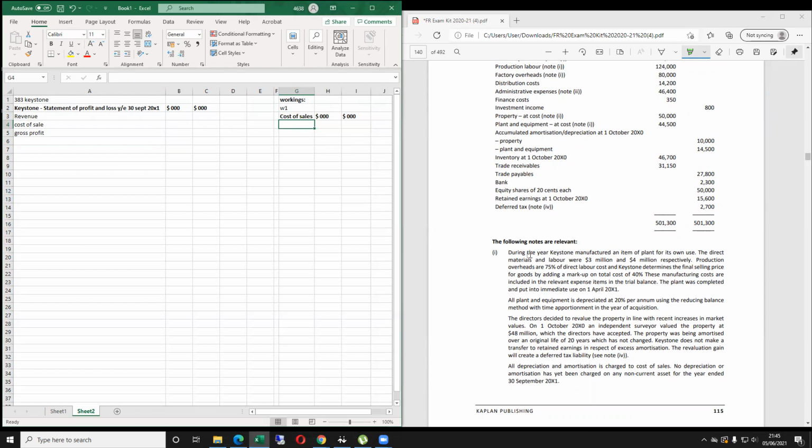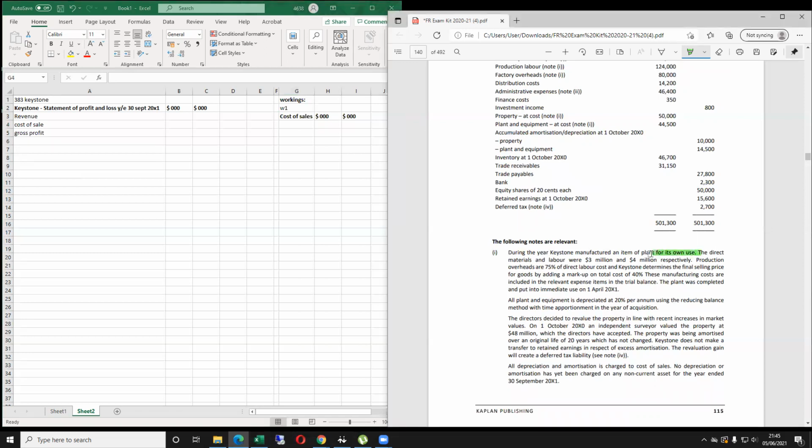So let's read the question first. During the year, Keystone manufactured an item of plant for its own use. So the first thing is we got the idea that it is for their own use. The second thing is manufactured. They are manufacturing it themselves. So manufactured an item of plant for its own use means it is self-constructed.